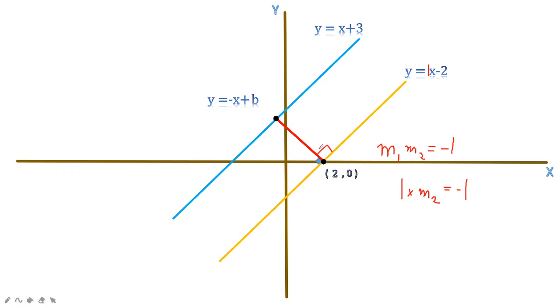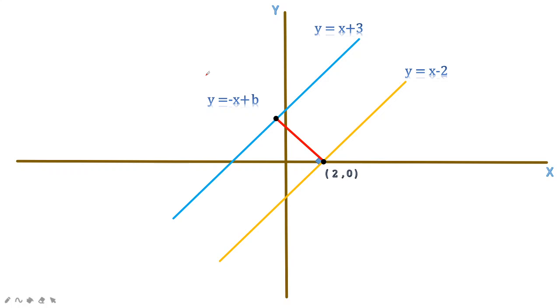Now this point is a point on the yellow line and the red line, right? So if I put this value here, it should satisfy that equation. That means it should give me the b value. Because this point lies on the red line and the yellow line, it should satisfy both these equations. But for now, we will put this point in this equation and we'll get the value.